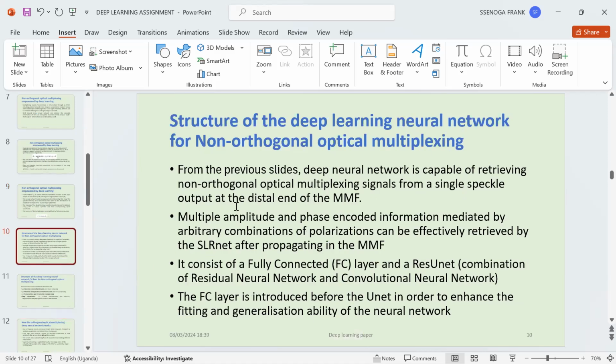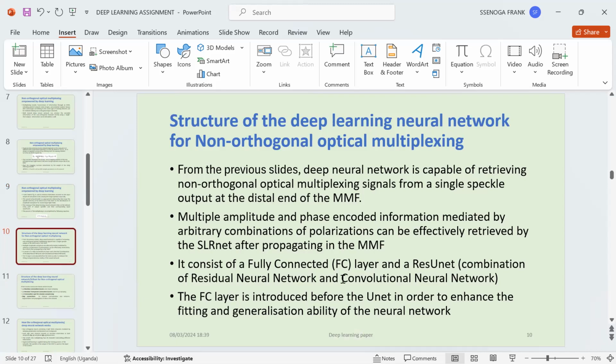The structure of the neural network consists of the fully connected layer, and it has the convolution layers. Then it has the ResNet. Now the X layer is used to enhance the fitting and generalization of the neural network.